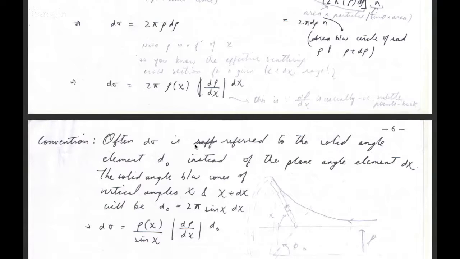So often d sigma is referred to the solid angle element d omega instead of the plane angle element d chi. The solid angle between cones of vertical angle chi and chi plus d chi will be d omega equal to 2 pi sine chi d chi.